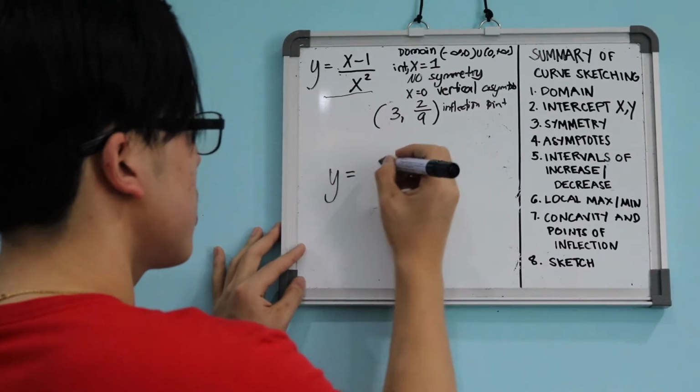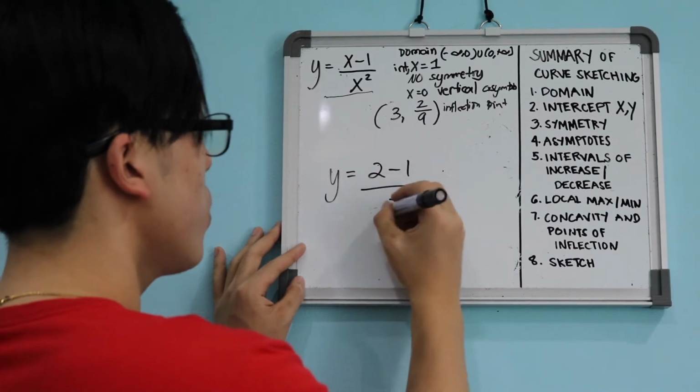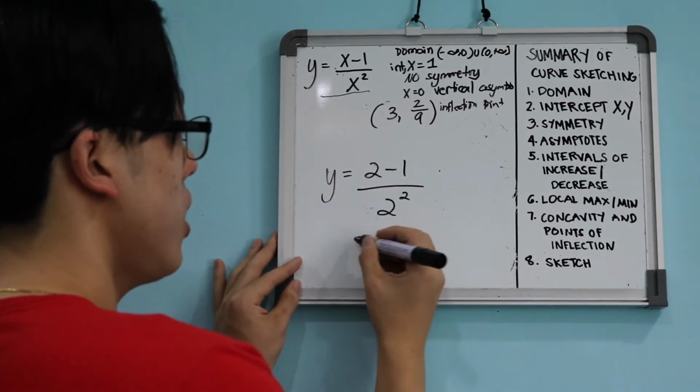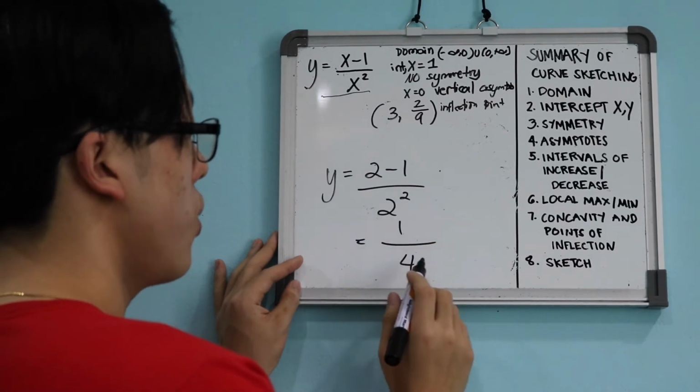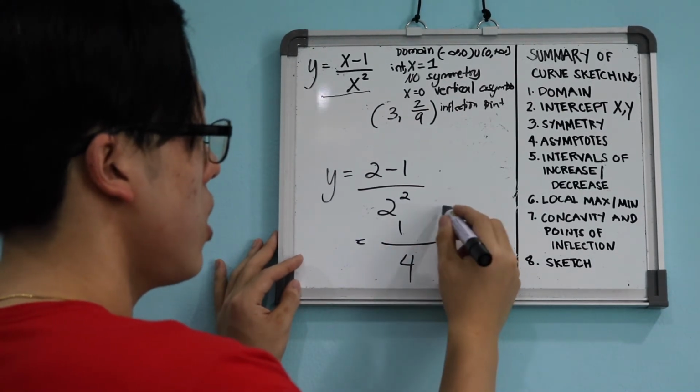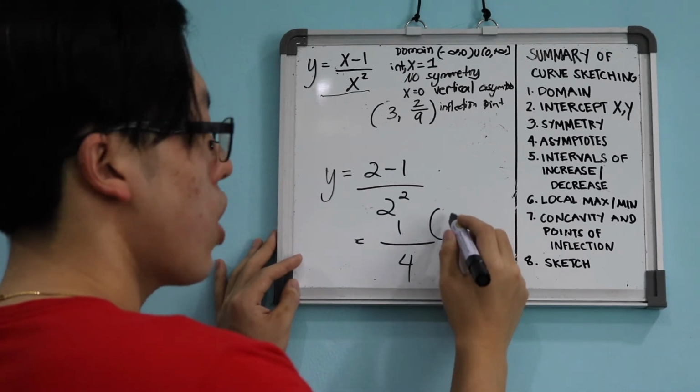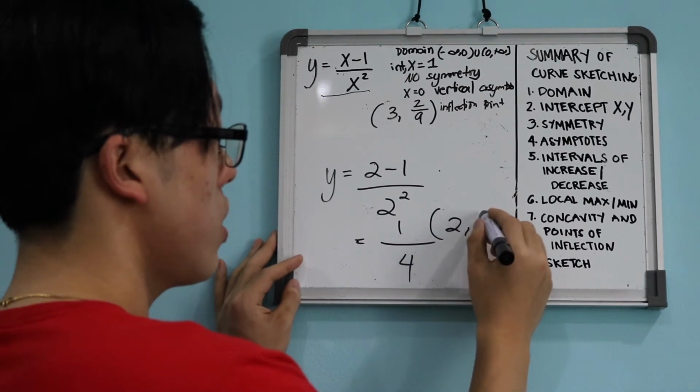So y equals 2 minus 1 over 2 squared, which is 1 over 4. So now we have the local max: 2, 1/4.